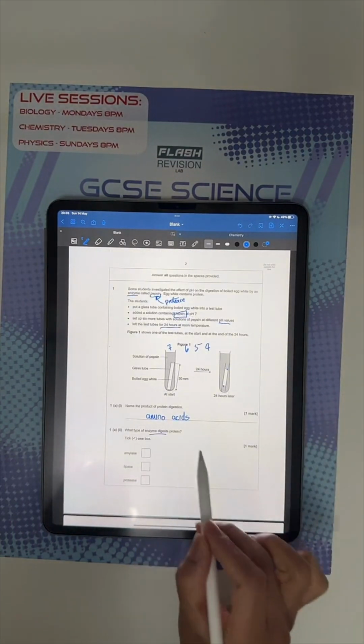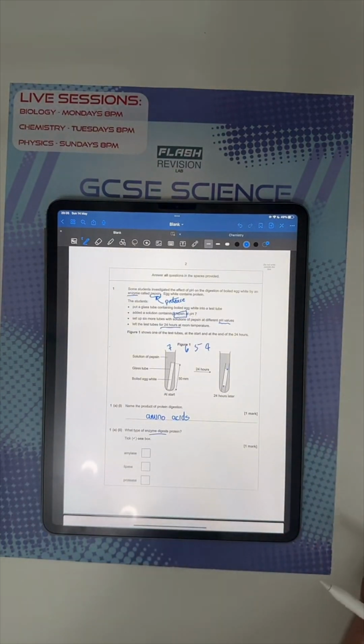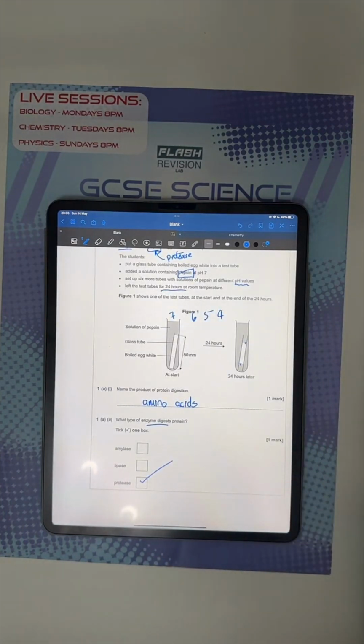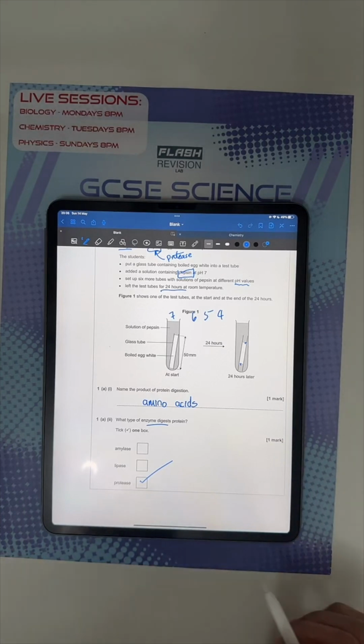What type of enzymes digest proteins? Again, it's up there. You can't say peptide, you have to say amino acid. What topic is this? It comes under enzymes and digestion. Protease, yep, well done. Not amylase. Amylase breaks down carbohydrates, remember, starch. It's going to finish soon, guys, probably about 10 minutes. Peptide is a bond. It's a bond between amino acids. You don't need to worry about that.